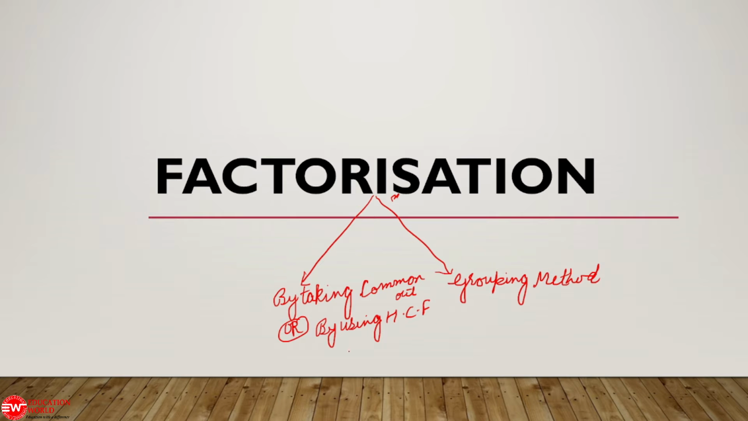First of all, by taking common out by using HCF, or we can say that we'll do it directly. We will not use HCF. We can also take common out directly. So let us see how we'll do it. So the first question, first part, is given: a square b plus 5ab.